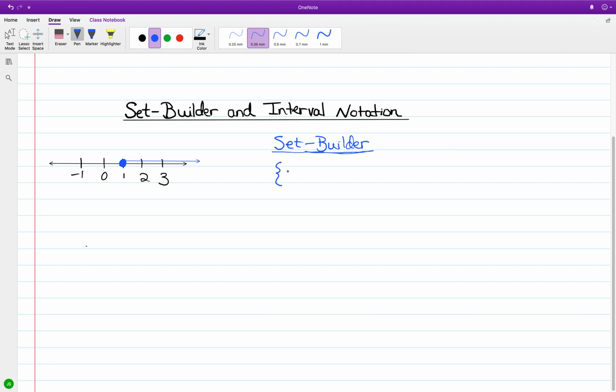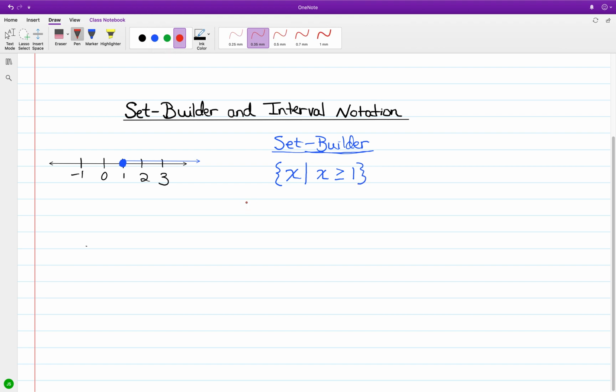We have braces as our grouping symbols, and we'll have x as the variable that represents all the numbers. We have an array going to the right, and since we have a closed point on 1, at that spot we have x equal to 1. Everything else is going to be greater than 1. For the whole set, we're looking at all values of x such that x is greater than or equal to 1.